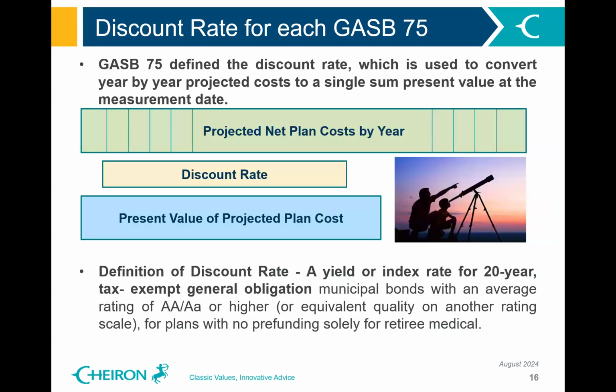So let's talk about that discount rate this year. GASB 75 gives us a definition. We take those projected costs, and we discount them back to give the present value. And GASB is very specific. You need to use a yield or an index rate for 20-year tax-exempt general obligation municipal bonds, but high quality, AA or better.